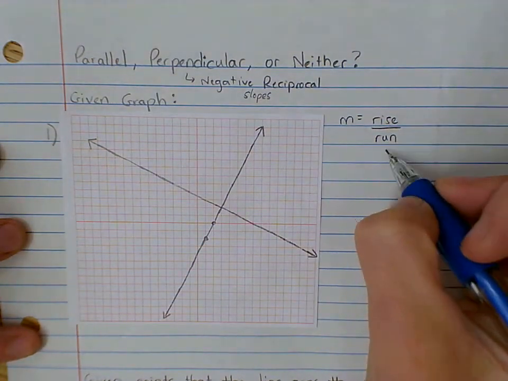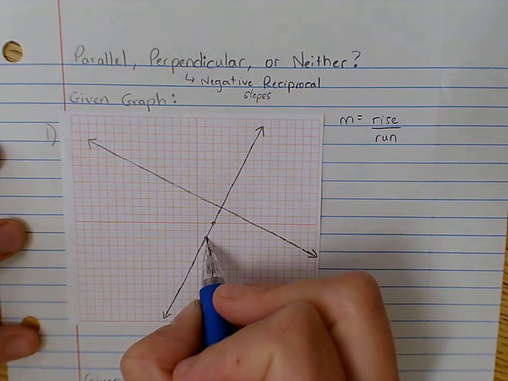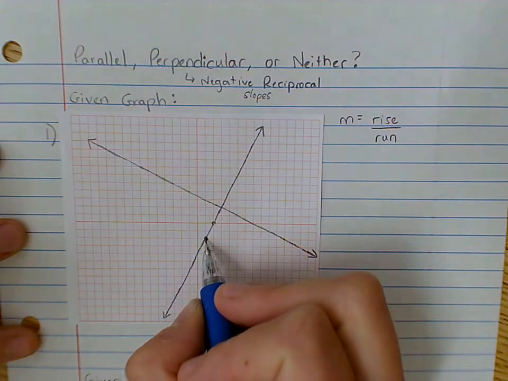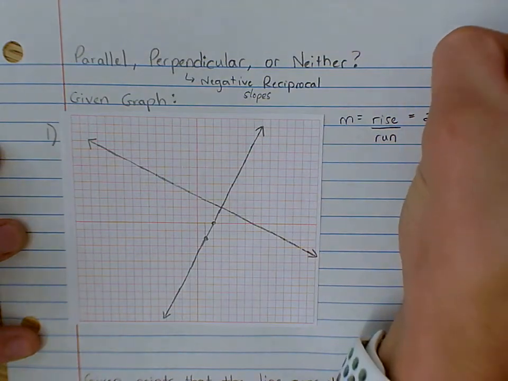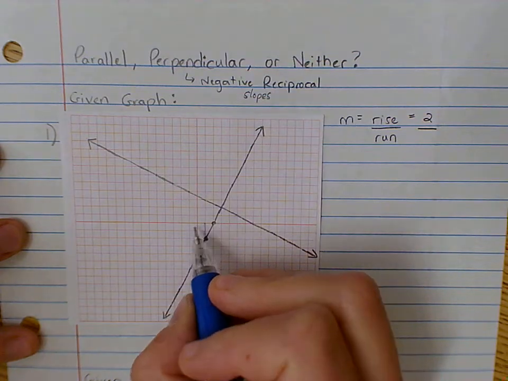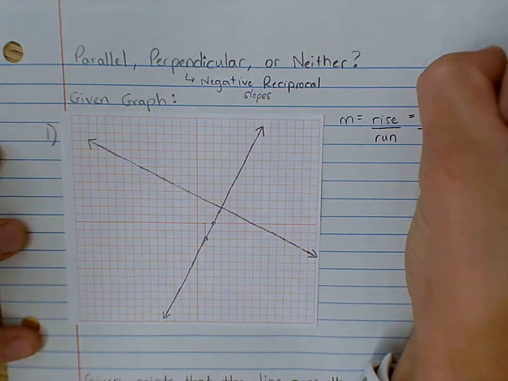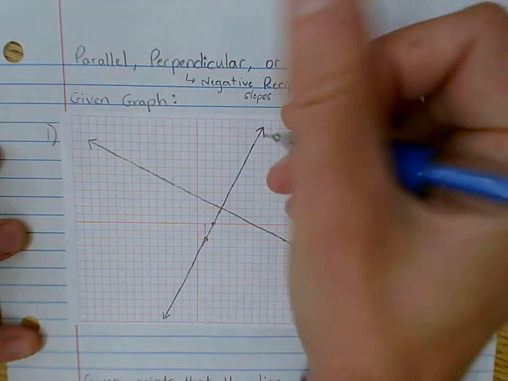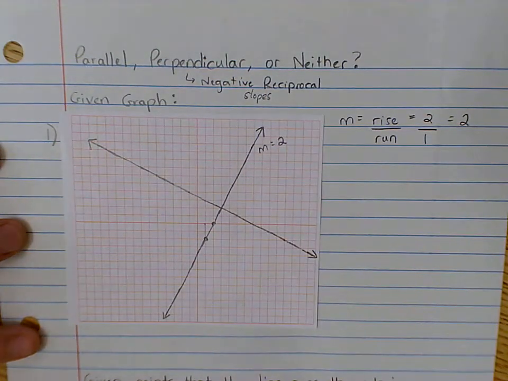So I'm going to do the rise over run. Rise is your up and down. I'm going to start at a point and ask myself, how far do I go up or down? To go from this point to this point, I have to go up 2. So up 2 would be a positive 2. And then on the bottom, it's how far I go left or right. I have to go right 1 to get there. So right 1 would be a positive 1. So the slope of that line would be 2. I'm just going to write it right beside my line so that I'll know that that's the slope of that line.